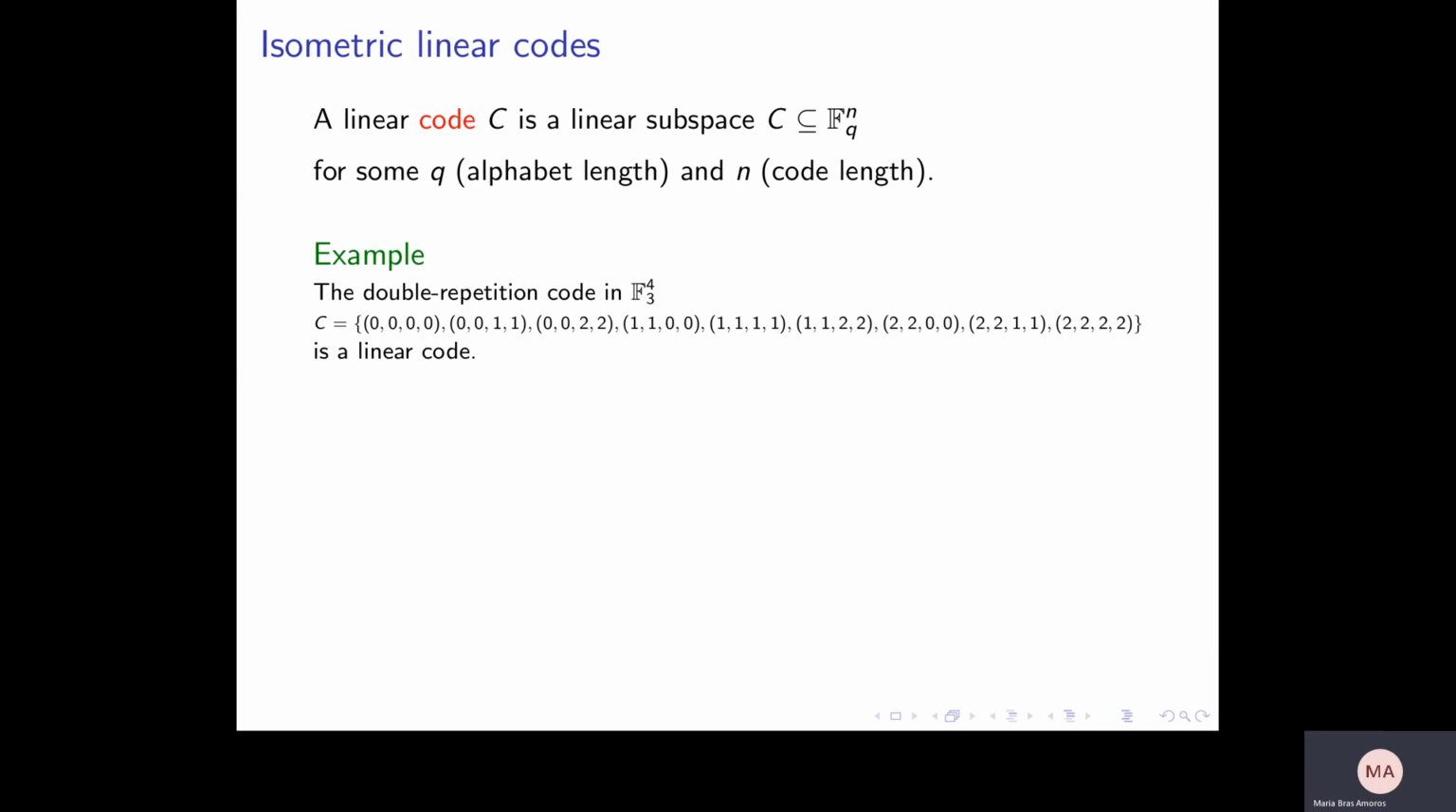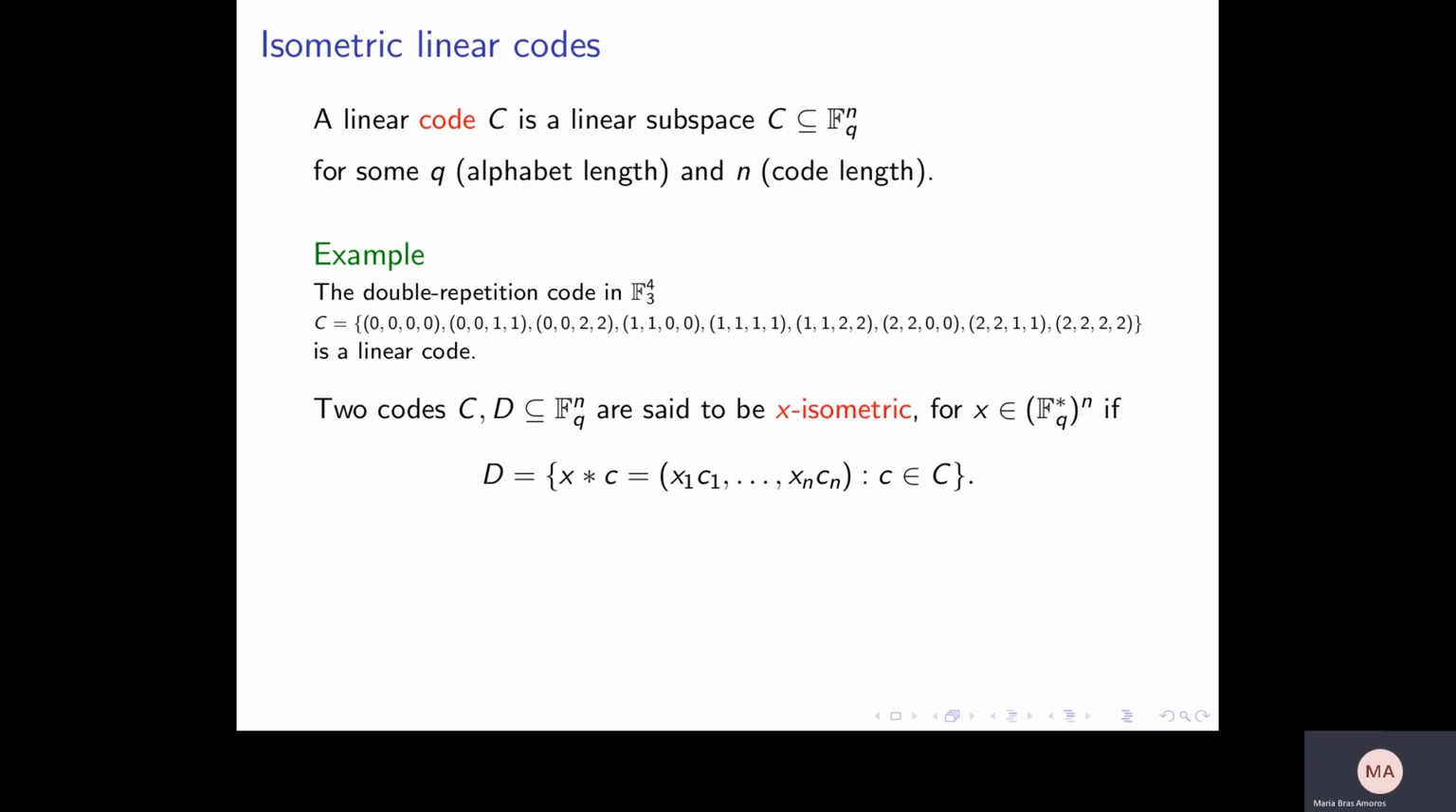As an example, we have the double repetition code in F3 to the 4. In this case, we have words of length 4 and whose coordinates are all elements in F3. This is the double repetition code because in each word, the second coordinate is a repetition of the first coordinate and the fourth coordinate is a repetition of the third coordinate. It's easy to check that this is indeed a linear code.